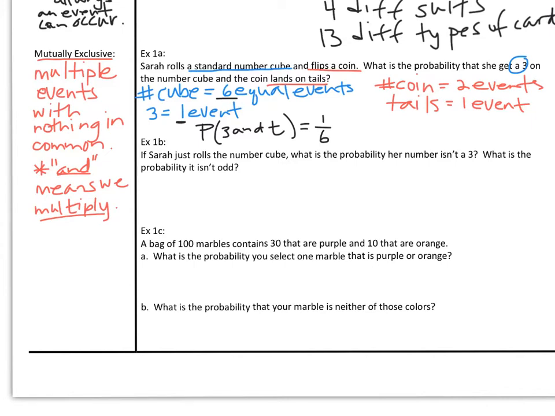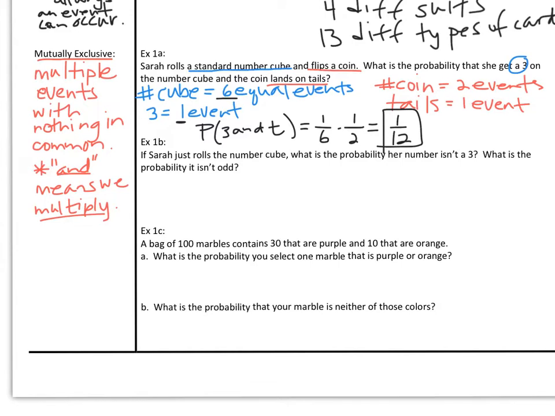And then and means we multiply. There's only one way the coin can land on tails, but there's 2 possible outcomes. So that would be 1/2, 50-50. If we multiply these together, she has a 1/12 chance or a 1/12 probability that she rolls a standard number cube and it lands on 3, and flips a coin and it lands on tails.